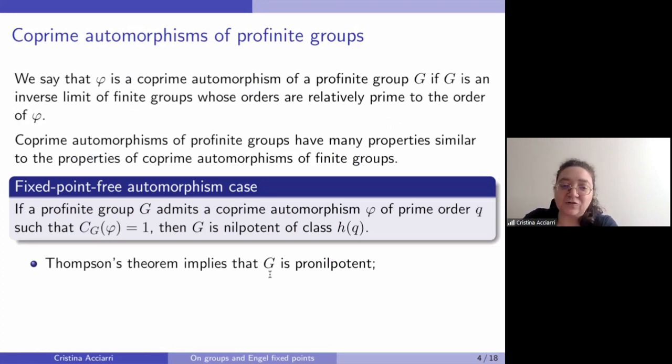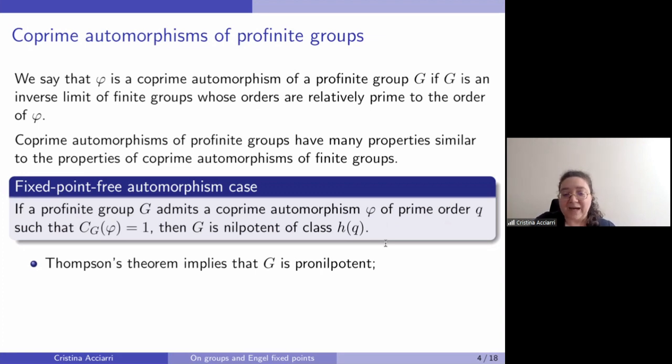So let's start with an easy observation. If you remember the Thompson and Higman theorems, imagine that you have a profinite group G that has a coprime automorphism phi, let's say of prime order q, and it is fixed point free, so the fixed point subgroup is just trivial. Then you get that G is nilpotent of class h(q).